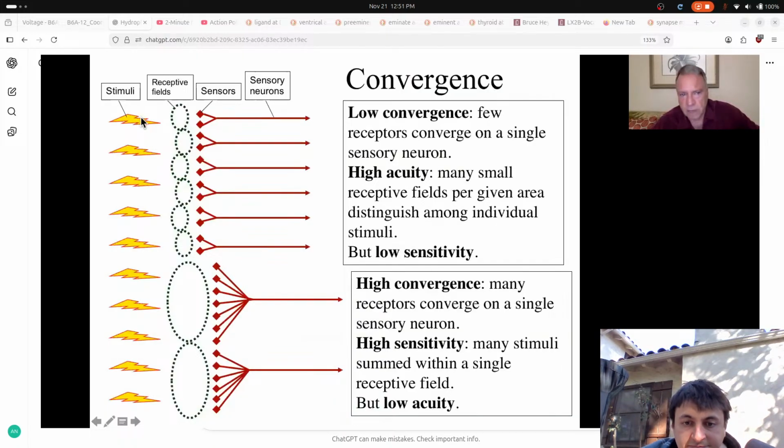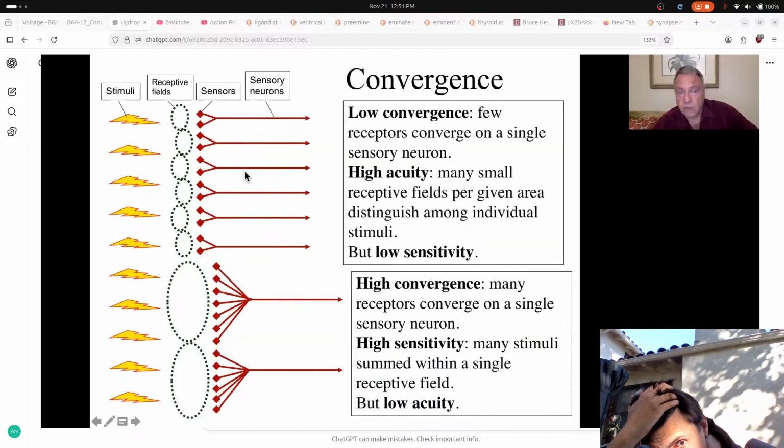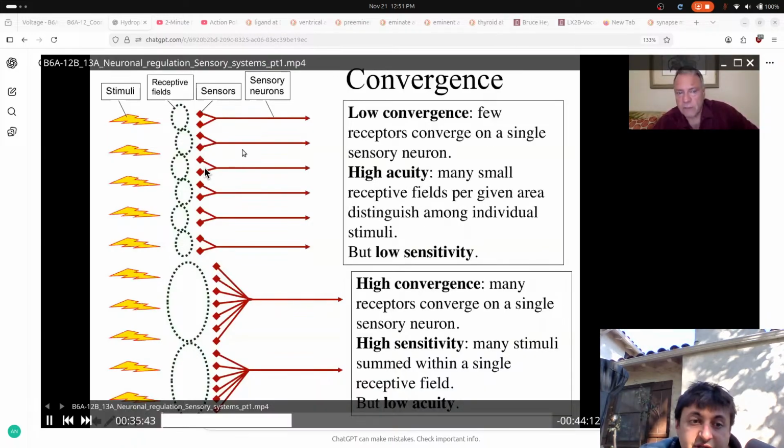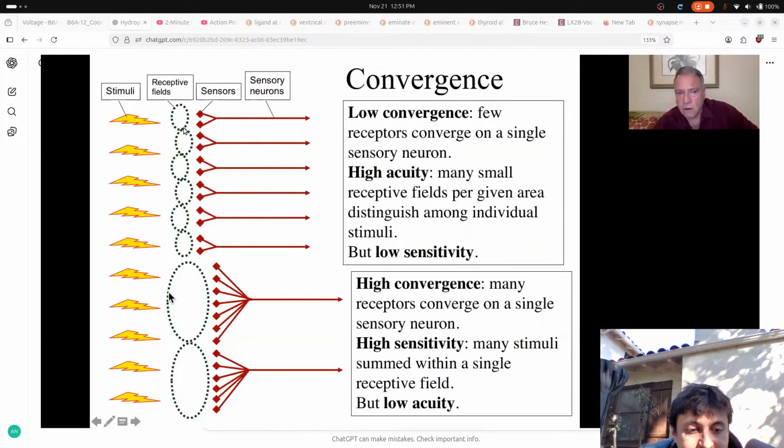So you have a trade-off. Here, with three hits, there is high acuity: three different receptive fields stimulating three different neurons. Here, with high convergence, three stimuli are hitting one receptive field, stimulating one neuron. I'm getting one signal to the brain as opposed to three different signals. So the brain just knows that I got a signal from somewhere in the receptive field. Here I'm saying these three got hit. But for this one, you need a strong signal to activate it, and I don't know where it's hitting, somewhere in here.